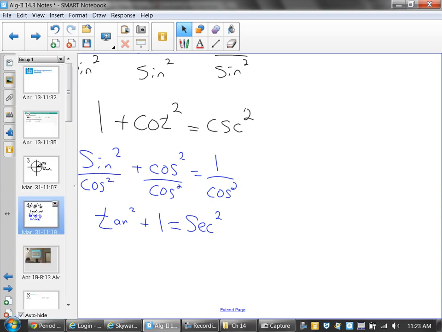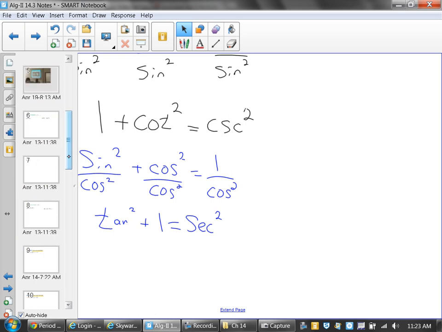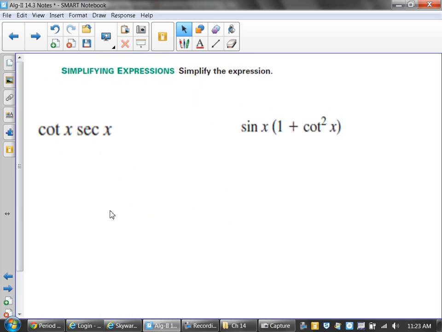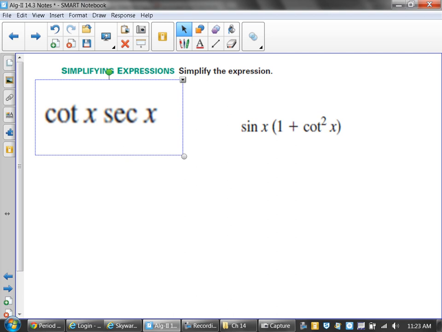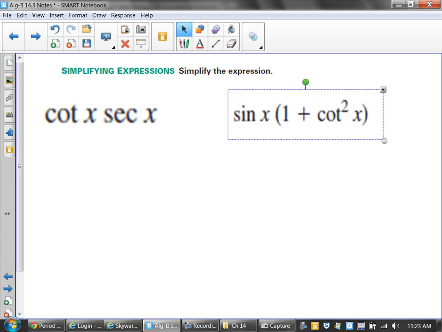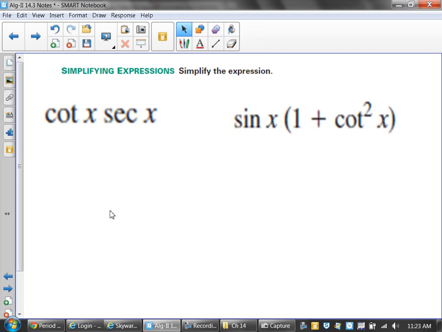It's going to allow us to do the following. Simplify expressions. Again, this kind of simplifying problem is very similar to when you had monomials. Remember we had all those monomials multiplying with all the exponent rules and everything like that? It's very similar to that, but yet we're working with trigonometry instead. In this example here, I've got cotangent and secant.